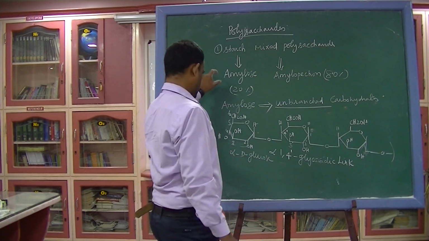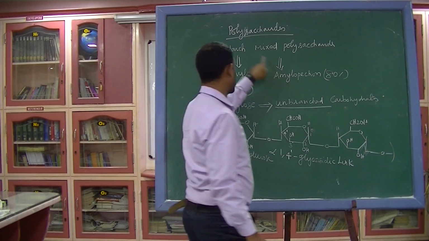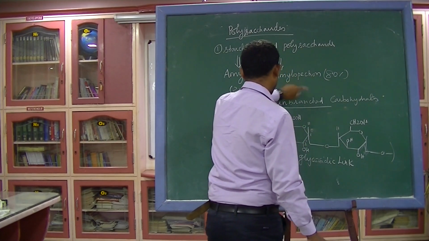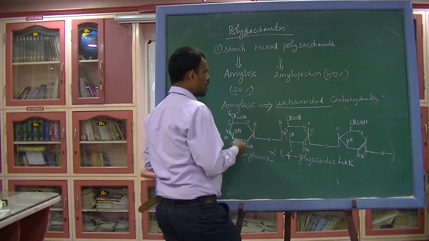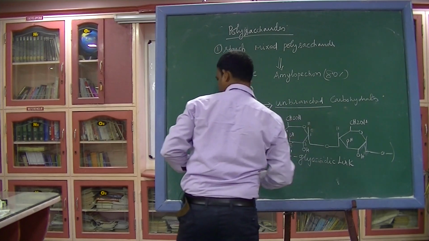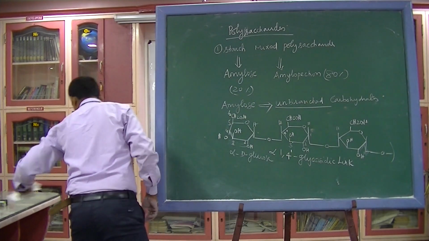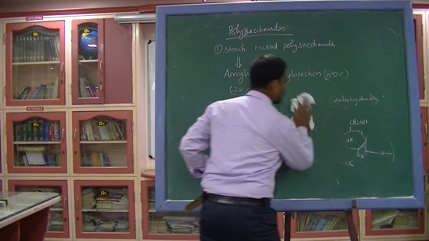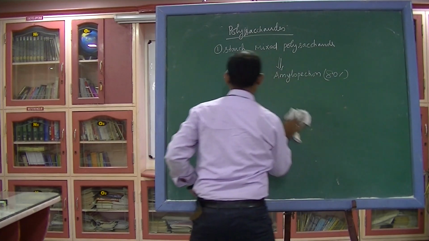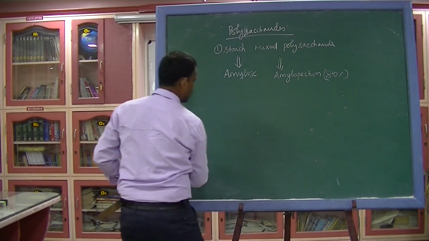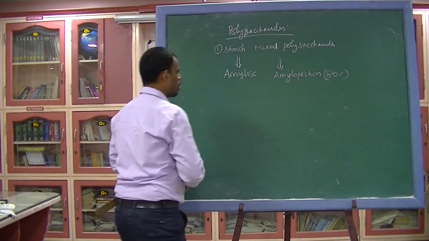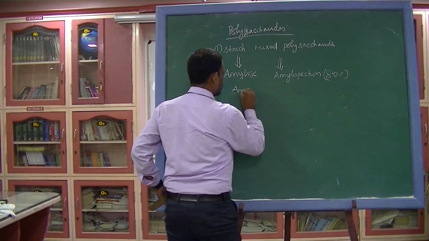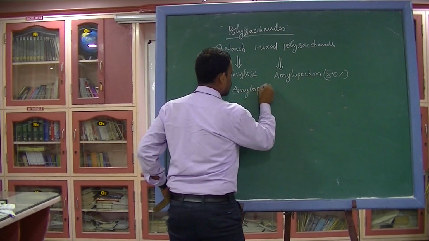Next I will discuss the other part of starch, that is amylopectin. Amylopectins are branched carbohydrates. There you will have branches. So we will discuss the structure of amylopectin.